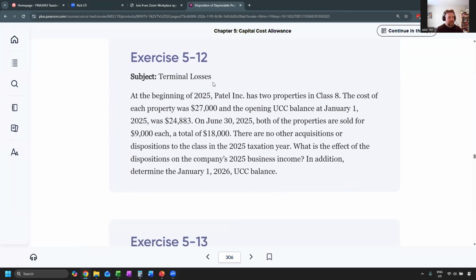(5-12) Terminal losses. At the beginning of 2025, Patel Inc. has two properties in Class 8. The cost of each property is $27,000, just like the last question. The opening UCC balance is $24,883. On June 30th, both properties are sold for $9,000 each. That's a total of $18,000, no other acquisitions or dispositions.